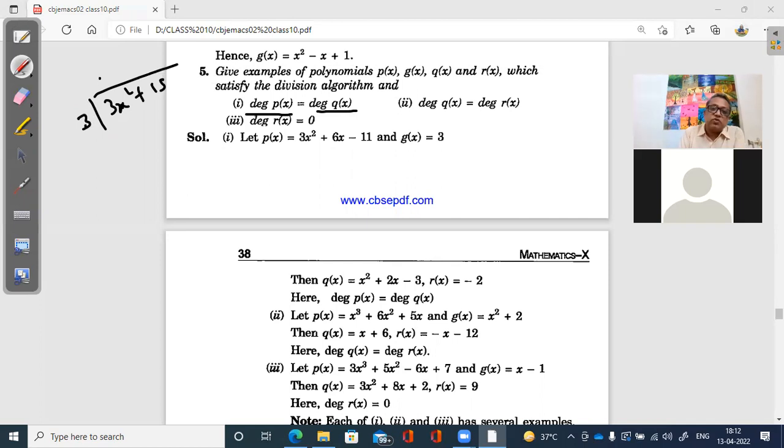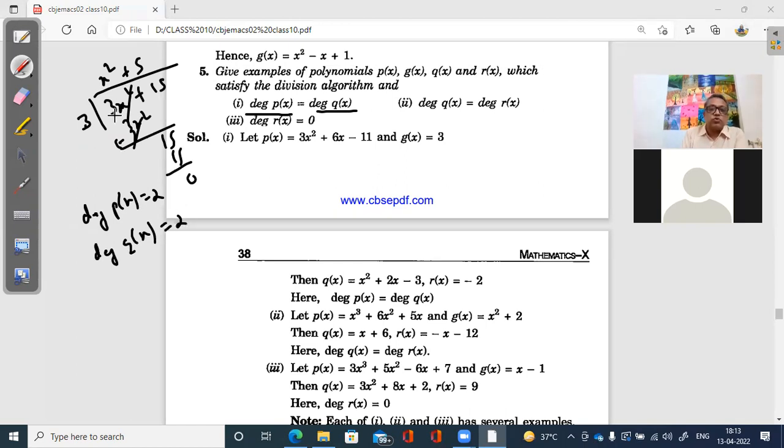When I divide this by a constant, 3 goes x square times, 3 into x square आ गया 3x square. I'm going to subtract this, 15 आ गया. 3 5s are 15. I'm going to get the remainder 0. So here, this is an example where the degree of the polynomial and degree of the quotient is same. देखो यहाँ पे degree क्या है? 2. Degree of the polynomial is 2. And what is the degree of the quotient? ये भी 2 है, ये भी 2 है. So I can say that this is an example for this. Like this you can give any example. कोई भी polynomial से आप constant से divide कर देंगे, तो this and this will remain same.